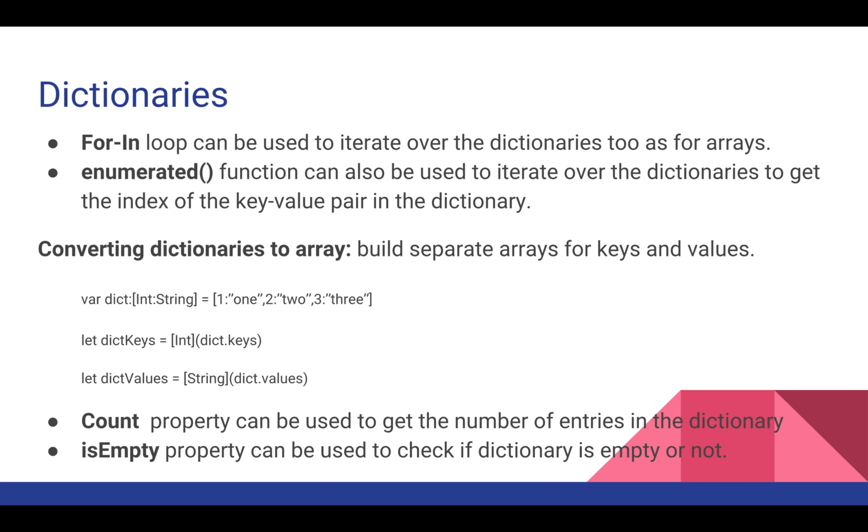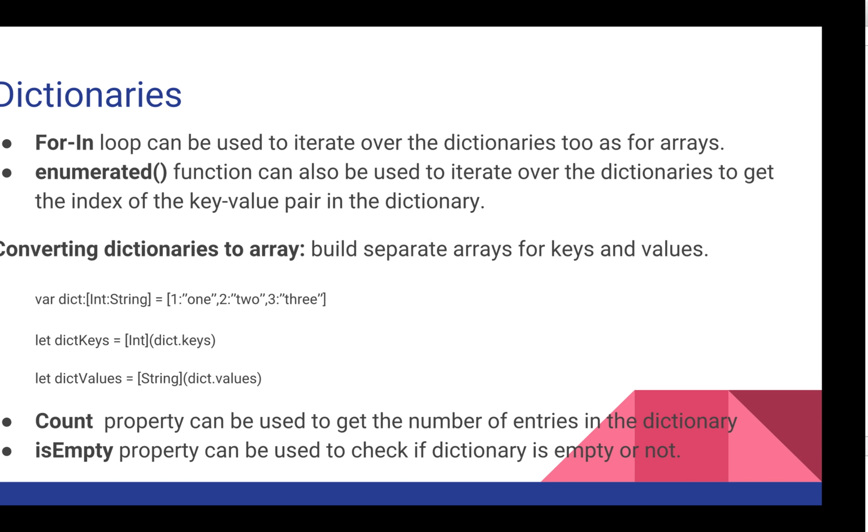You can iterate over dictionaries just like that for arrays by using for in loops or enumerated functions. For converting a dictionary to arrays, you will need two arrays, one for keys and one for values, and then you can access the key and value in their respective arrays by using index. Count and isEmpty properties can also be applied on dictionaries just as on arrays to get the total number of elements and see if the dictionary is empty respectively.